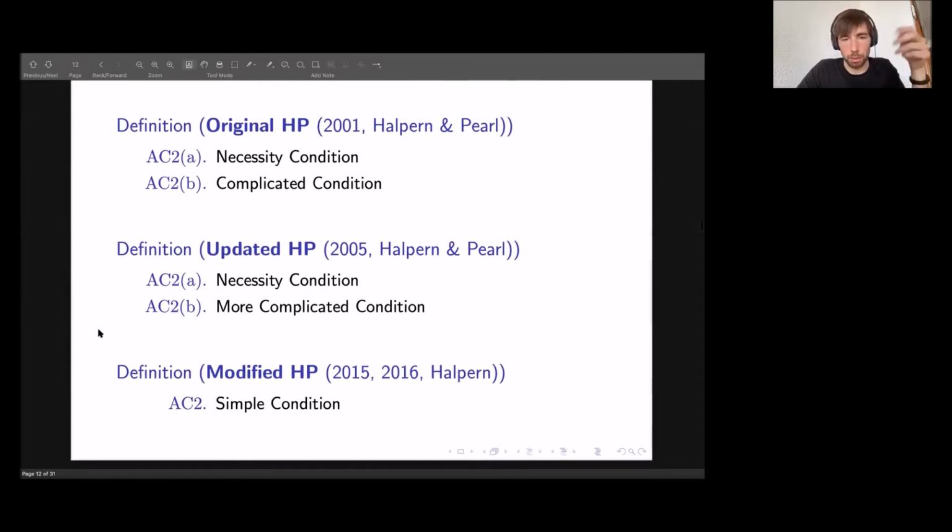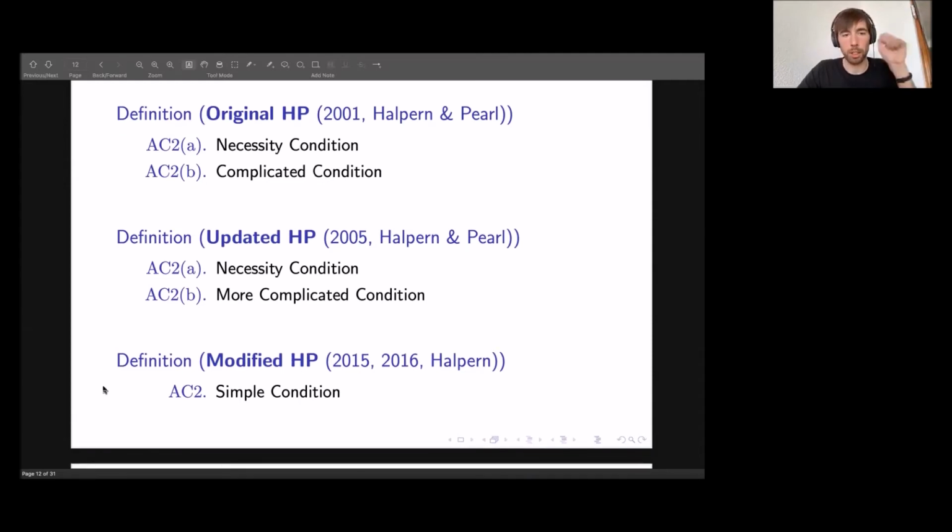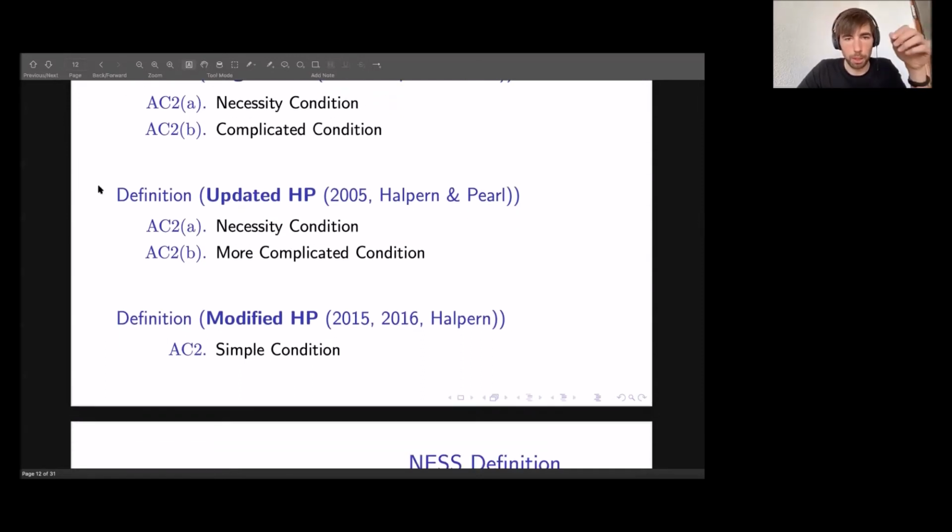Then recently, well, not so recently anymore, in 2015, Halpern by himself suggested another modification because, again, there have been many counterexamples to the previous version. And this new version only has one condition, and it's quite a simple condition. Yet, nowhere in their work do they justify that the complicated condition is somehow a sufficiency condition. In fact, I would state that it's very harsh to characterize it as a sufficiency condition. And I go into that in the paper.